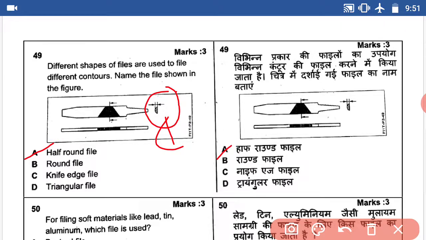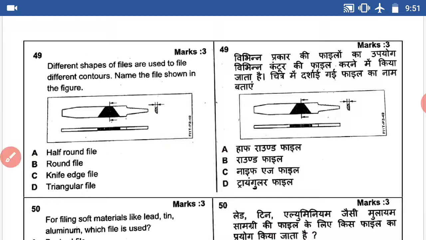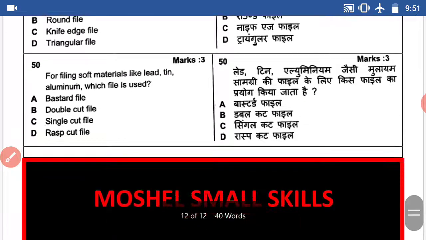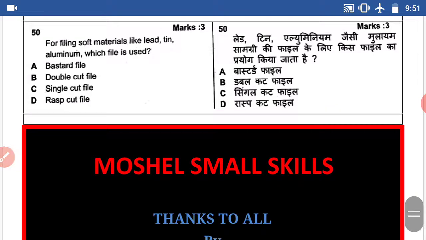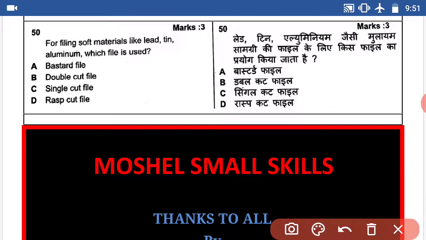The last question, question number 50. For filing soft materials like lead, tin, aluminum, which file is used? The answer is single cut file. Answer C.